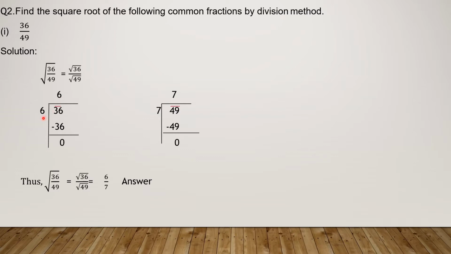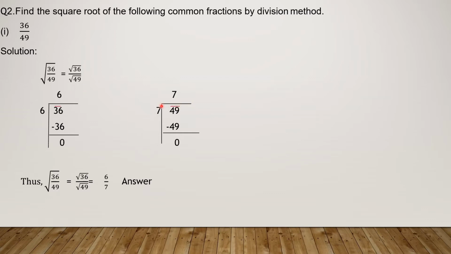We can't take any other number. Got it? So if we guess the number 6, we have to multiply 6 with 6. If you want to try 5, then 5 fives are 25, and that is too much smaller than this number. Then we will try 6. 6 sixes are 36, completely divisible. 36 minus 36 is what? 0. The remainder is 0. So what is the square root of 36? That is 6.